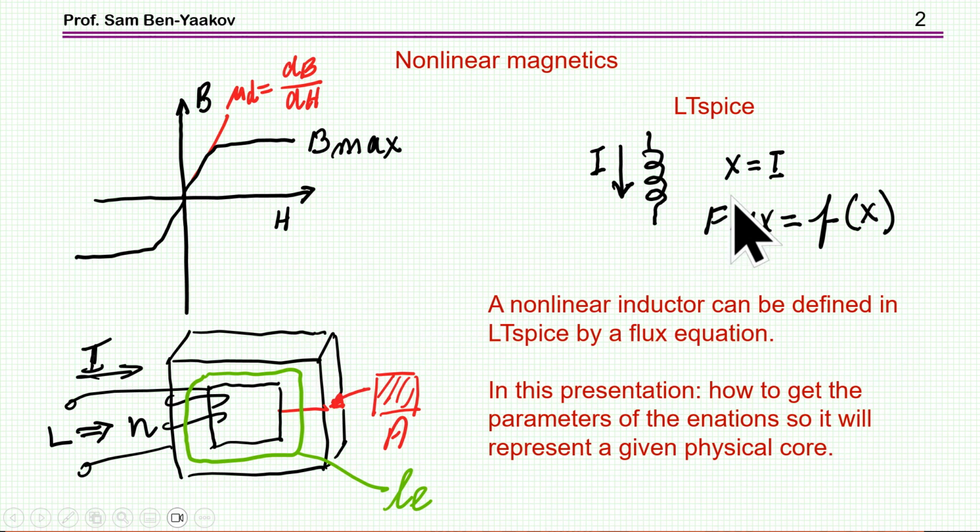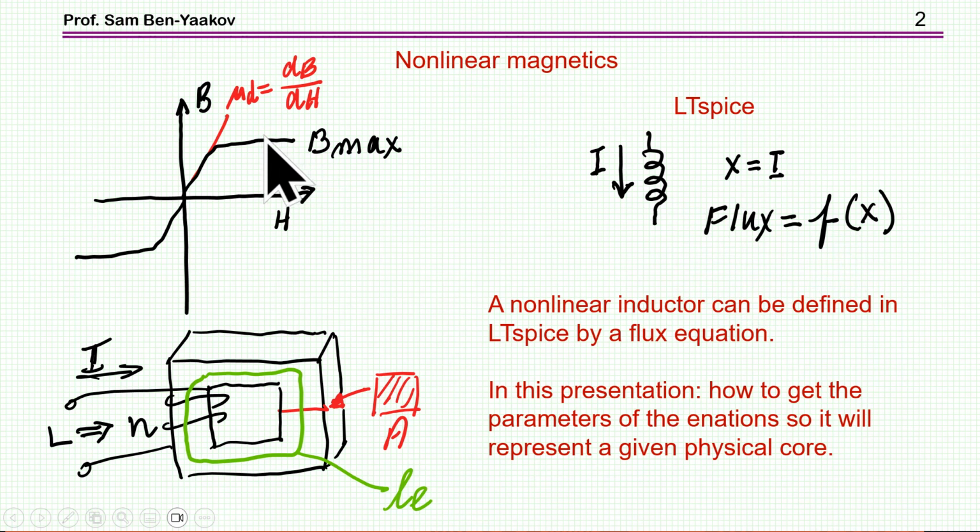Now, LTspice has a feature which is very convenient here, and that is you can describe an inductor by the flux equation. X is the current, so you can write an equation: flux is equal to a function of this current. It could be nonlinear. Actually, it could be also a table. In the example that I'll give, it'll be a function. And then you can run it, and it'll take, of course, into account the actual behavior according to this equation. So this is a very nice feature of LTspice.